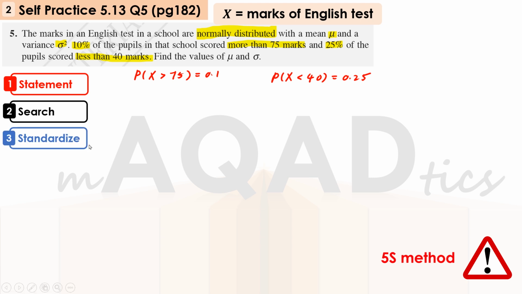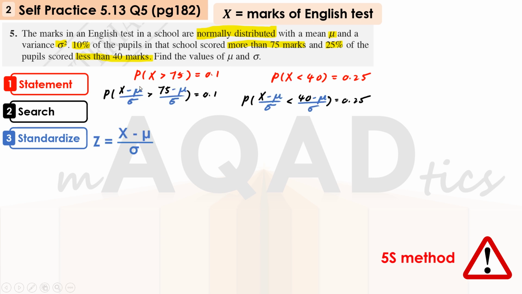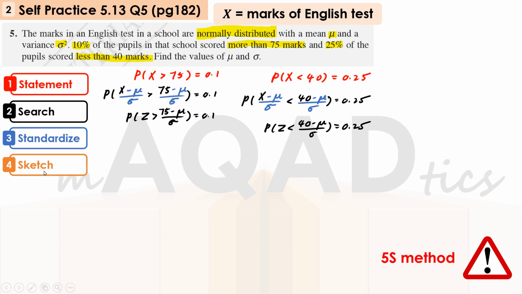The third S is standardize, so for each of the marks here, 75 and 40, we need to use the formula: x minus mu, divided by sigma. Here we don't have the values, so we will just put mu and sigma for each. This part and this part we can transform to become z. And our fourth S is to sketch.